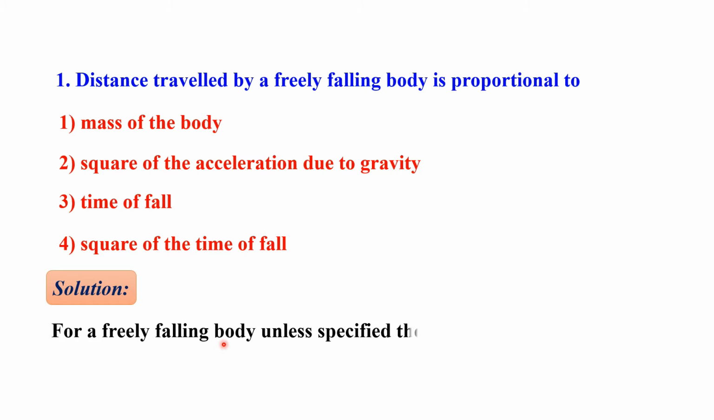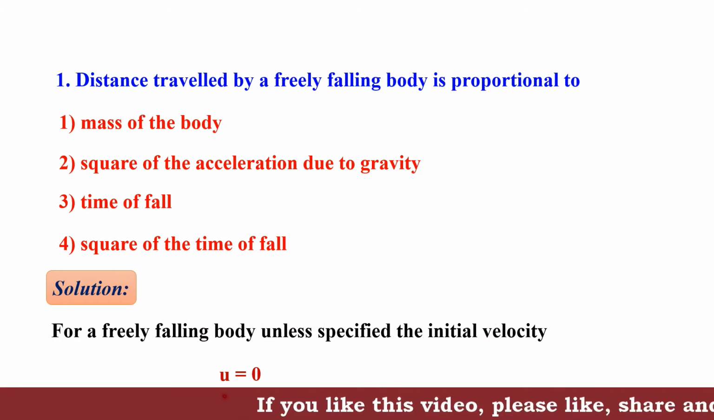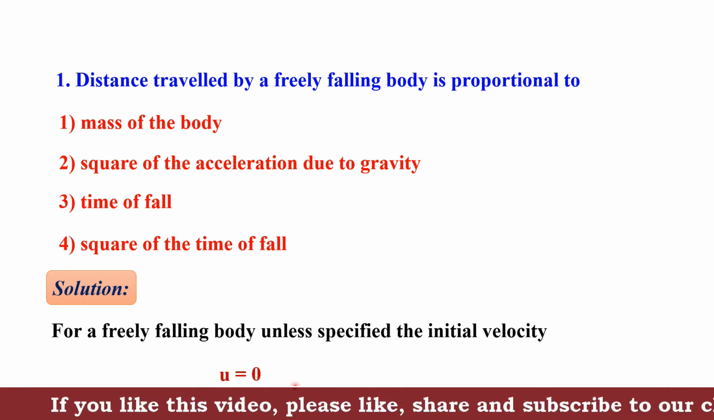For a freely falling body, unless specified, its initial velocity is 0. So u is equal to 0. A freely falling body is nothing but a body starting from rest. When a body is starting from rest, its initial velocity is 0. Initial velocity is denoted by the letter u, so u is equal to 0.